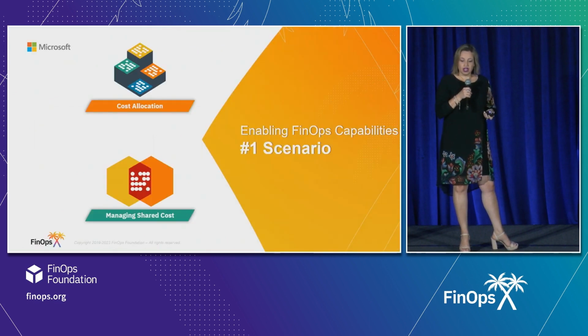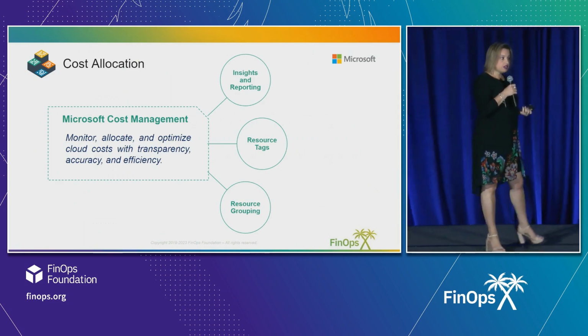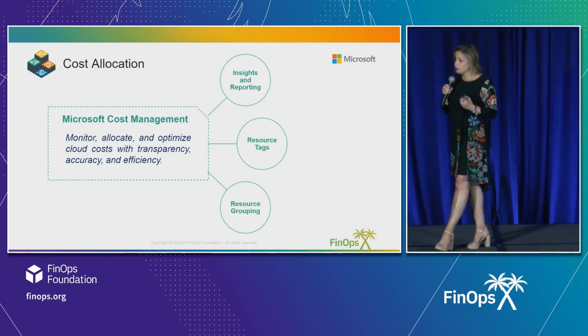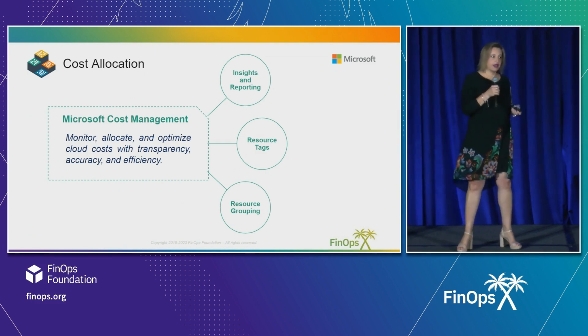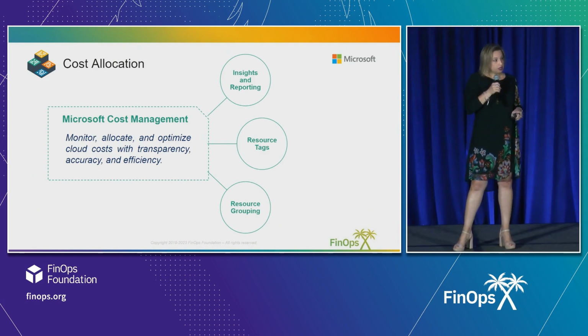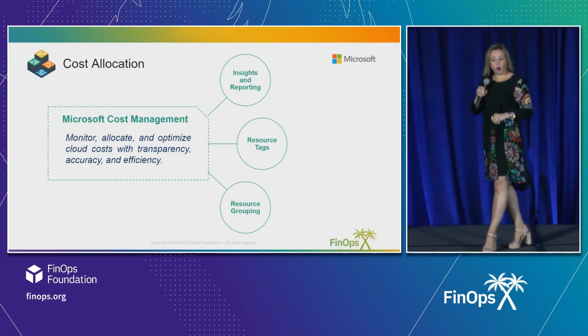So first scenario, cost allocation, managing shared cost. For cost allocation, we drive things into our core product for cost optimization and cost management, which is Microsoft Cost Management. There are multiple capabilities in that product, and we continue to invest in new capabilities, including AI capabilities that are coming up soon. But in this particular capability for cost allocation, there are a few things that our product allows, which is all about insights and reporting.